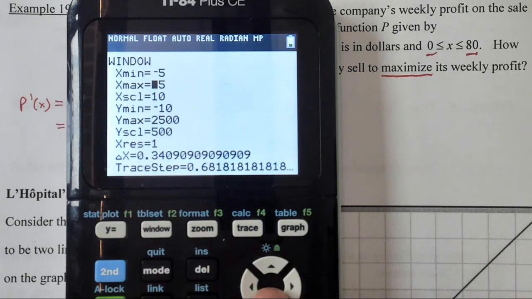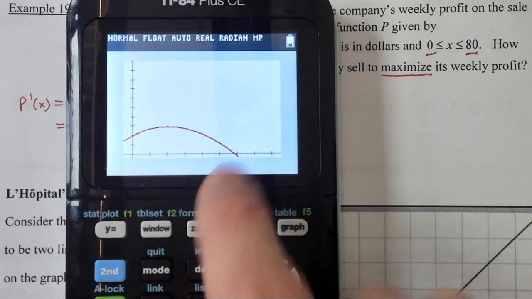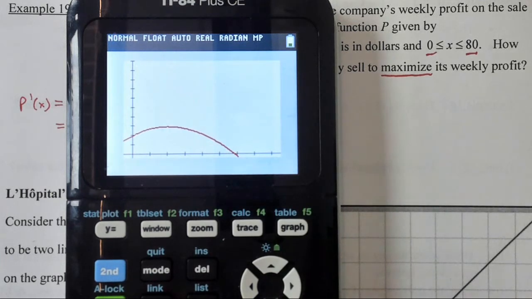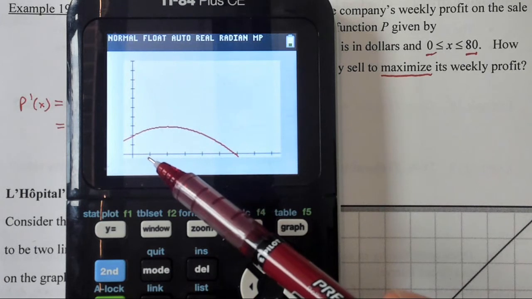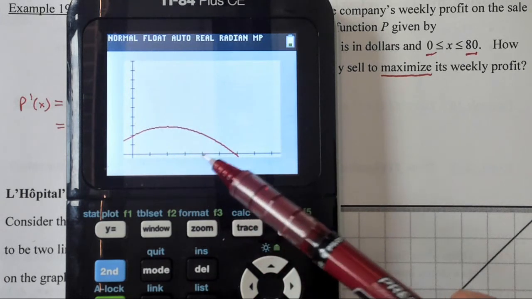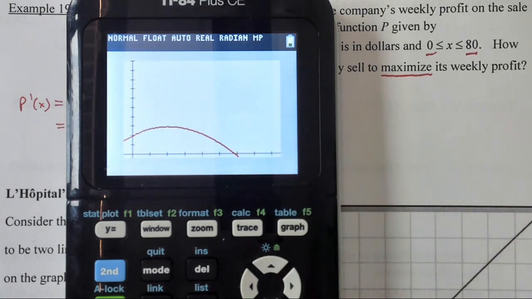I'm going to make my y max, let's just make it 250 instead, and we'll have y scale go by 25s. See if that makes things a little bit better. There we go. All right, so here's our derivative. And we can see that it clearly crosses the x-axis somewhere in this area. We have our tick marks going by tens. So 10, 20, 30, 40, 50. So it's a little bit before 60 is when our derivative is equal to 0.